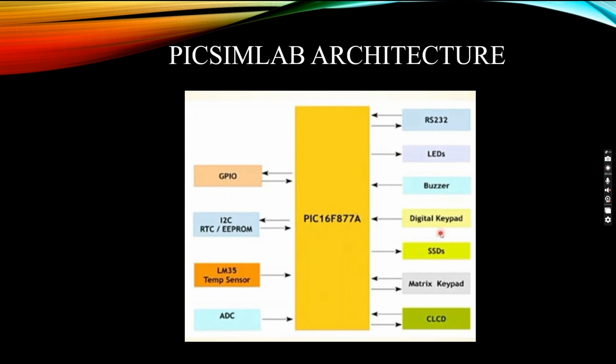I2C and RS-232 protocol, which is also a form of serial communication. It was the most used form of data transmission at one time. And EEPROM, where you can store critical data up to 32 kilobits, and RTC, real-time clock, and LM35 temperature sensor, analog to digital converter, character liquid crystal display, and matrix keypad, buzzers, LEDs, etc.